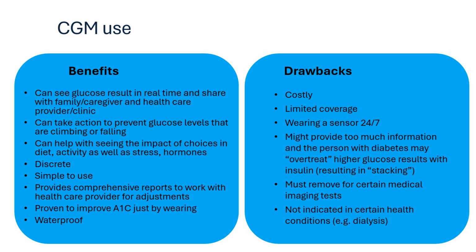If they set alerts and alarms on, they can say, oh my goodness, okay, I ate something that was causing my sugar to go up quickly, so I better go get some insulin. Or maybe I go out for a walk now. Or maybe I drink some water to try to dilute that down a bit and go for a walk. And it can help with seeing the impact of choices on their diet, activity, and stress and hormones and medications.